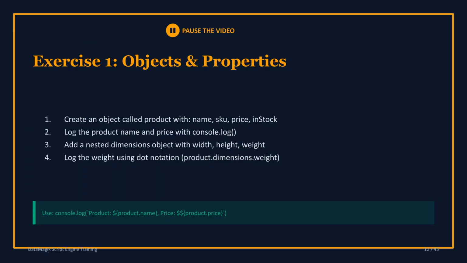Pause the video for exercise 1, objects and properties. Create a product object with name, SKU, price, and in stock. Log the name and price, add a nested dimensions object, and then log the weight using dot notation.